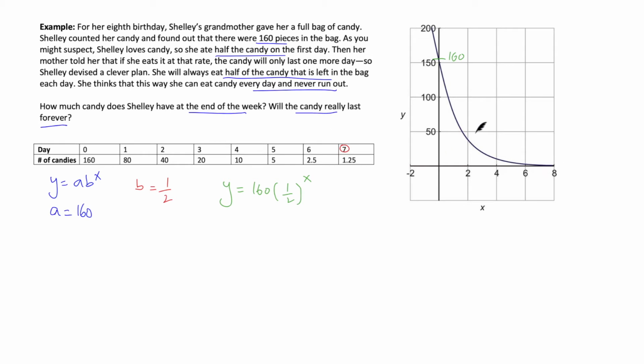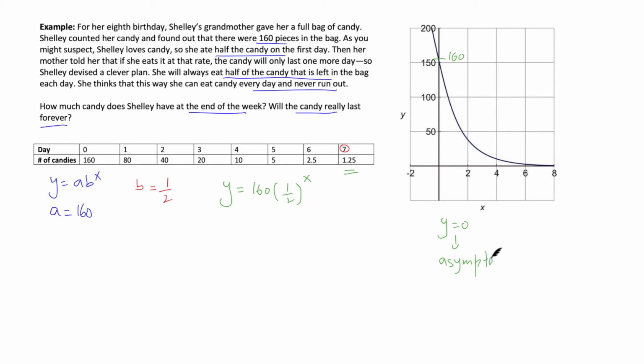Now, this is an interesting part that we need to understand. Will the candy really last forever? So we saw that by the end of the week, she has 1.25 candies left. So there doesn't seem to be much hope for that. But there's always a but involved when we look at it mathematically. If you look at the graph, you will see that the graph never really gets to zero. Remember, y equals 0 is the asymptote here. And what is an asymptote?